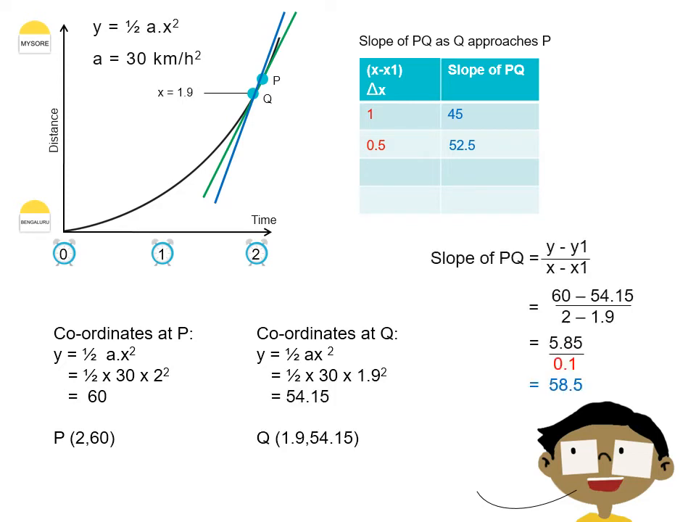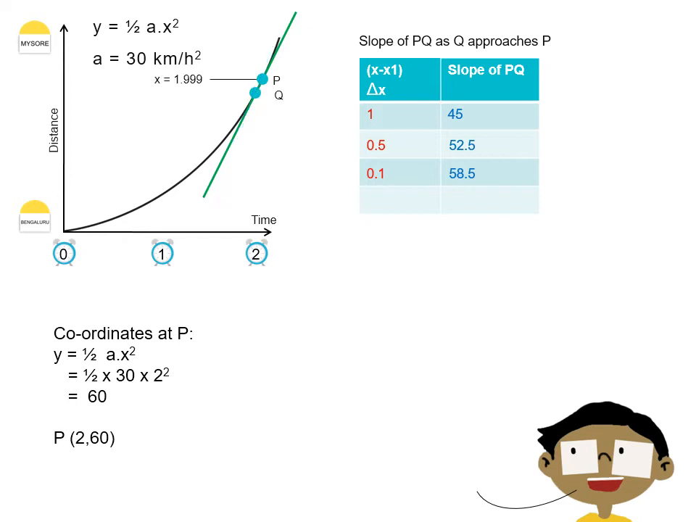And then what is the slope that we get? And when we do the math, we see that the slope of PQ now is 58.5 when delta x is 0.1. Still, it's closer to the tangent, but still not there yet. Let's move x even closer.